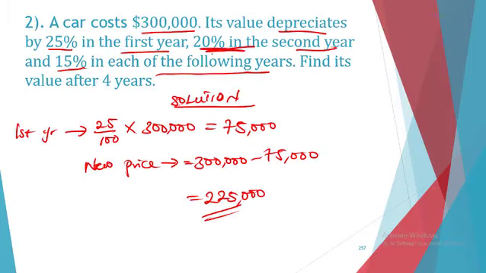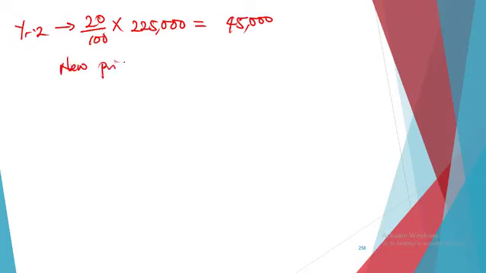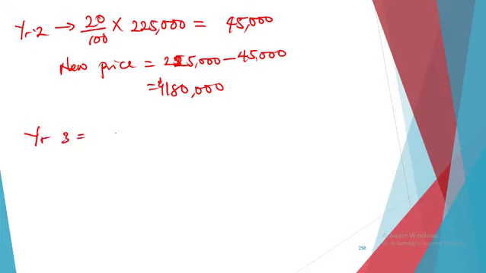Okay, so year 2, from the question we are given that the second year has how many percent? 20% instead of 25. So we then have 20 over 100 times 225,000, and 20% of 225,000 is what? 45,000. Then our new price or new value is then equal to 225,000 minus 45,000, and that will give us our value to be what? 180,000 US dollars.